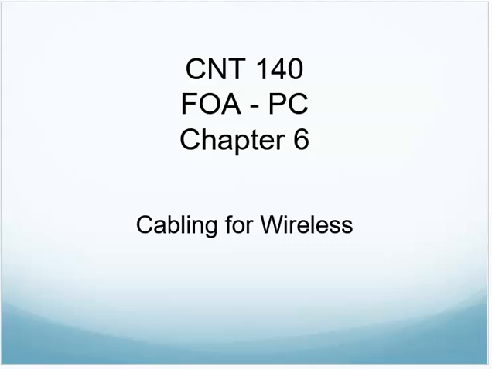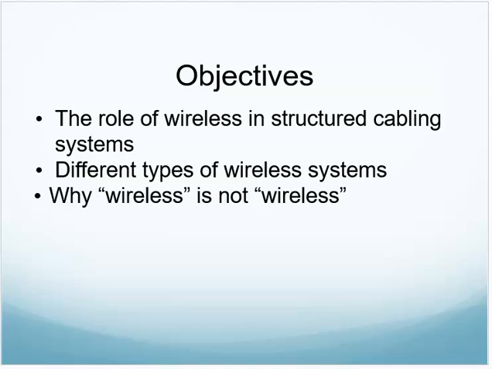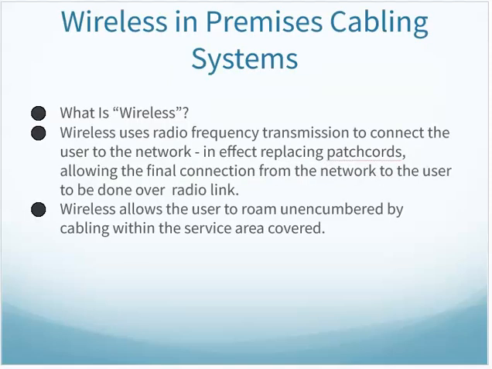Hi, it's CNT140. We're looking at Chapter 6 on cabling for wireless. So here's some of the objectives we're looking at. The big thing here we want to recognize is we know with infrastructure there's going to need to be some kind of cabling to support your access points so that users can have the mobility and freedom that they either need and or want, one of the two. So that's kind of the big picture of this chapter.